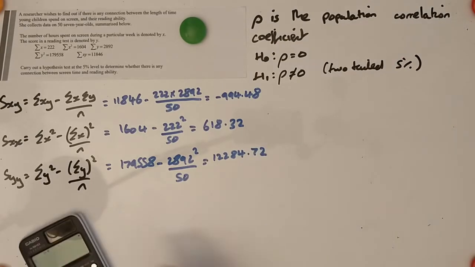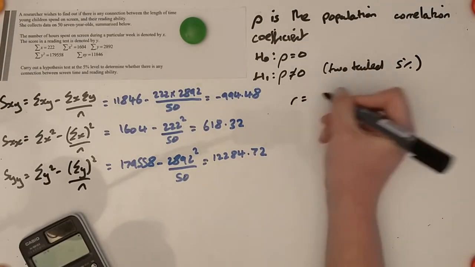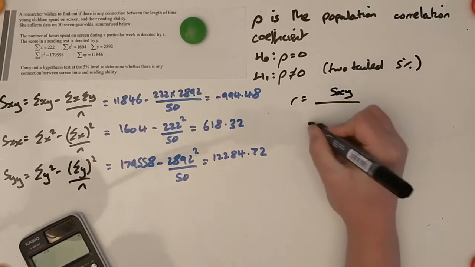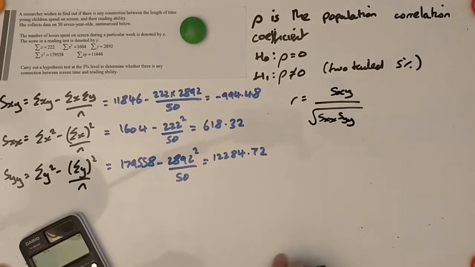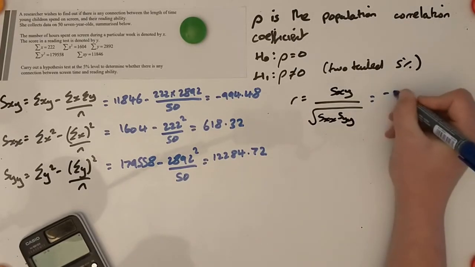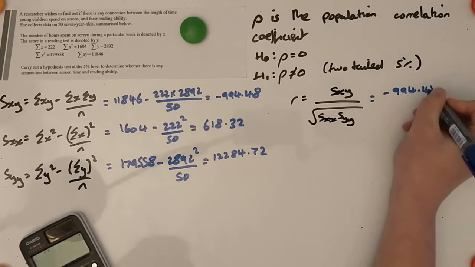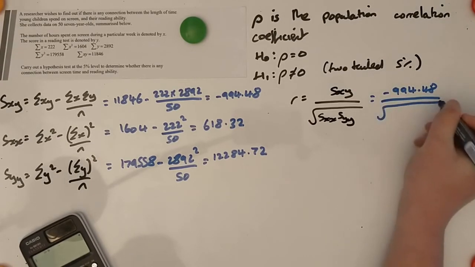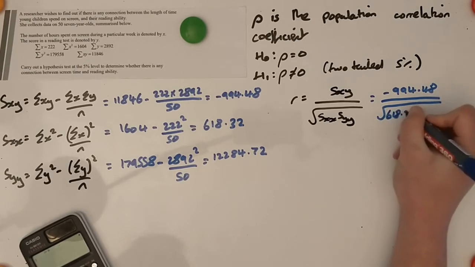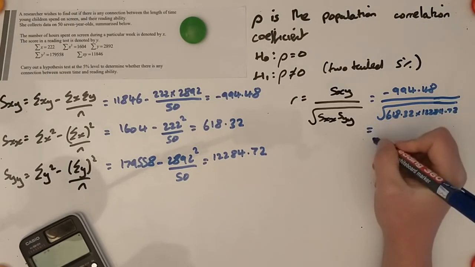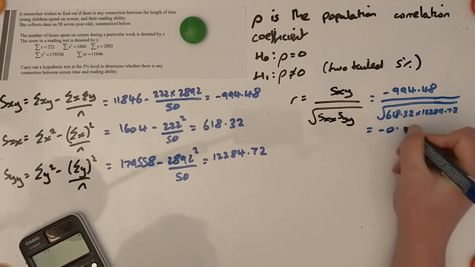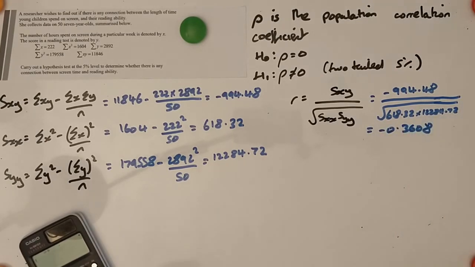So now we can work out R. So R is SXY over the square root of SXX times SYY. So that's the same as minus 994.48 over the square root of 618.32 times 1224.72. Put that into a calculator and we get minus 0.3068. So that is our value for R.